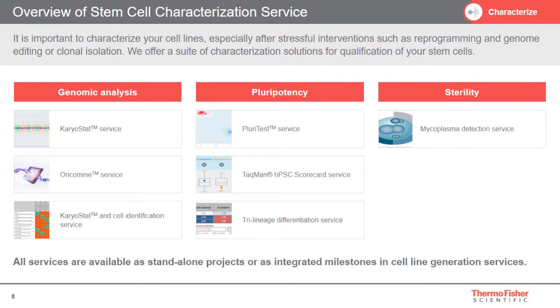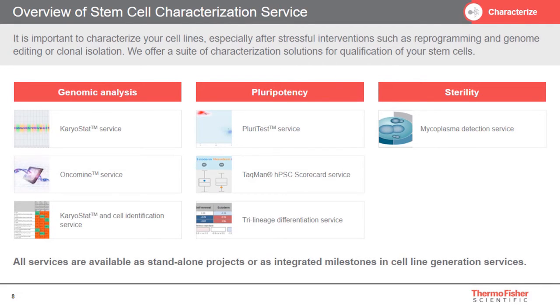Now, in order to assess pluripotency of your lines, we offer the PluriTest, which is a service that utilizes global gene expression in order to position the particular pluripotent stem cell line compared to a database of 264 other established embryonic and pluripotent stem cell lines within our database. And we also offer the TaqMan scorecard service, which uses a gene expression-based assay used to confirm pluripotency.